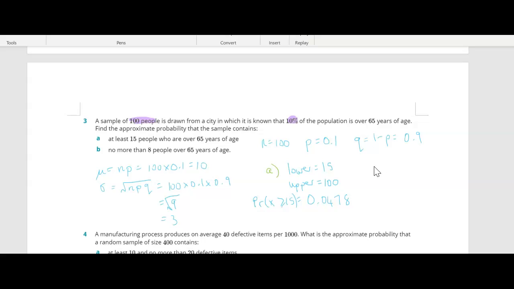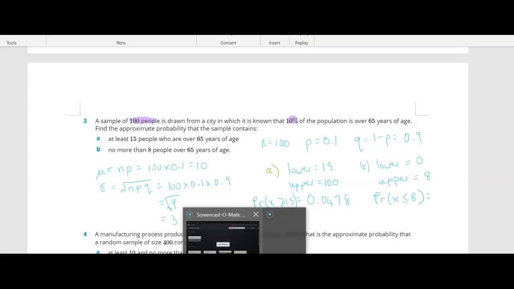All right, for question B, we want no more than 8 people. So our lower limit is going to be 0 and our upper limit, no more than 8. So we want the probability that x is less than or equal to 8.